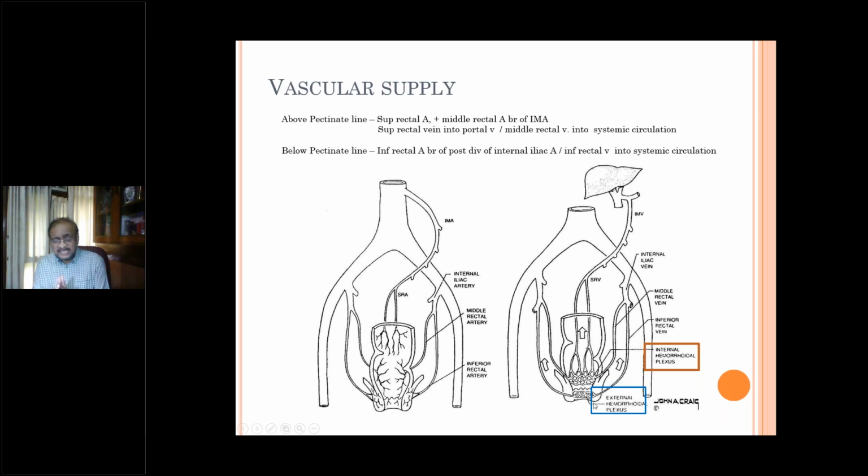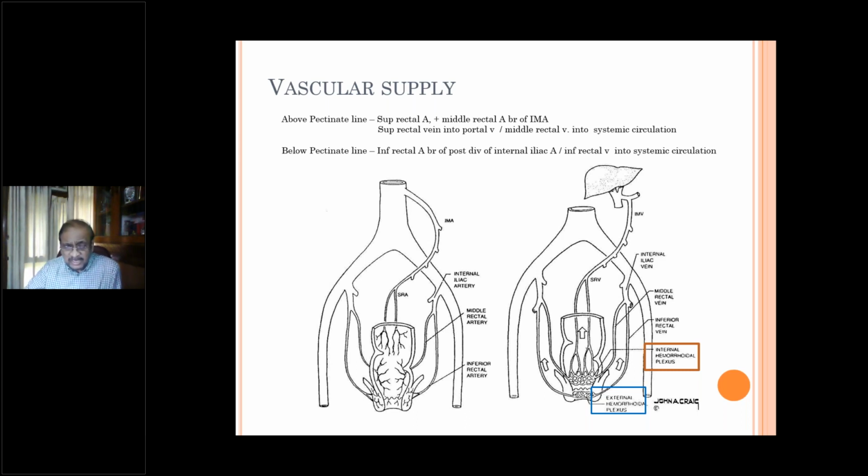Now where are these plexus lying? I have not talked about that. The internal hemorrhoidal plexus lying where? In the cushions. We just talked about the cushions. What do the cushions contain? They contain the superior rectal artery, a twig, and superior rectal vein, a part of the superior rectal vein. So that together makes the internal hemorrhoidal plexus.